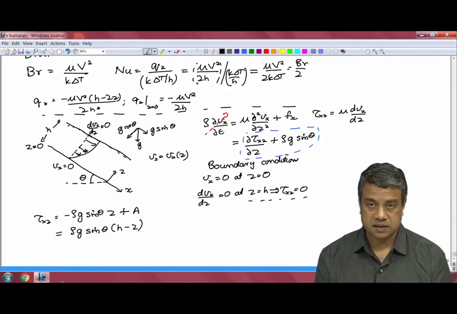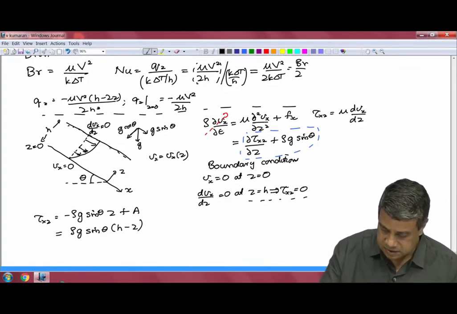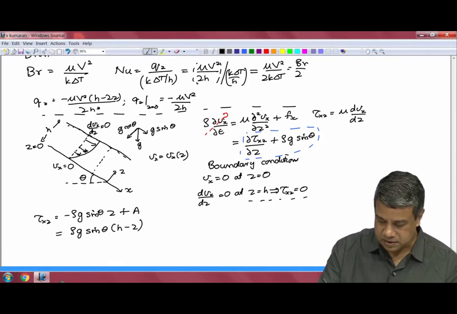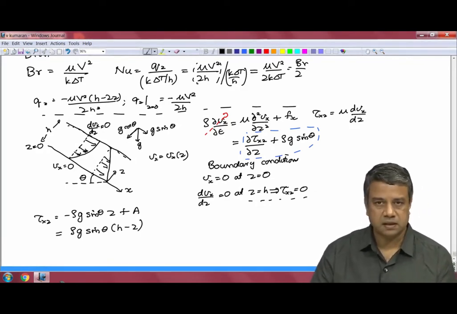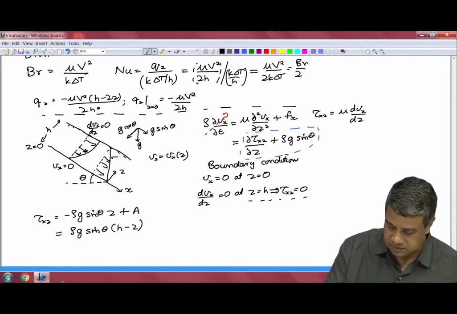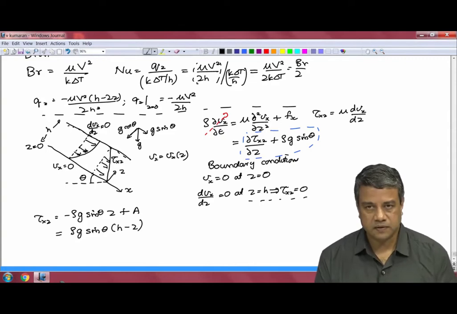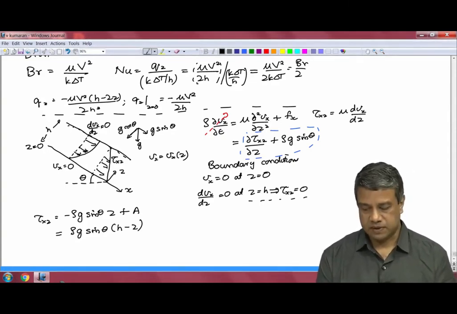So, this is the stress that is exerted on the fluid. And if you plot the stress, you will find that it is a linear function of position. At z equal to h, the stress is equal to 0, and it increases linearly. At z equal to 0, it is equal to rho g sin theta into h. So, this is the stress profile, a linear profile for the stress, the slope of which is equal to the velocity profile.